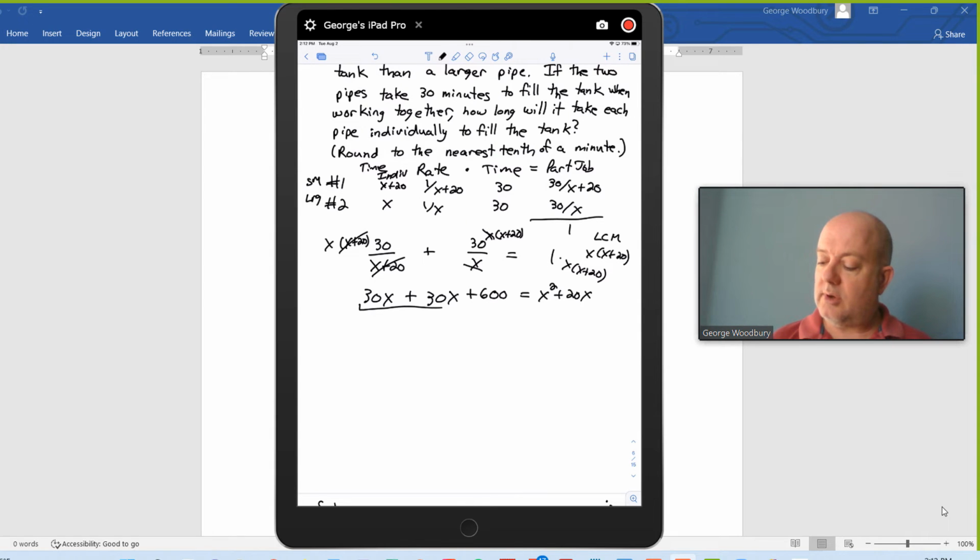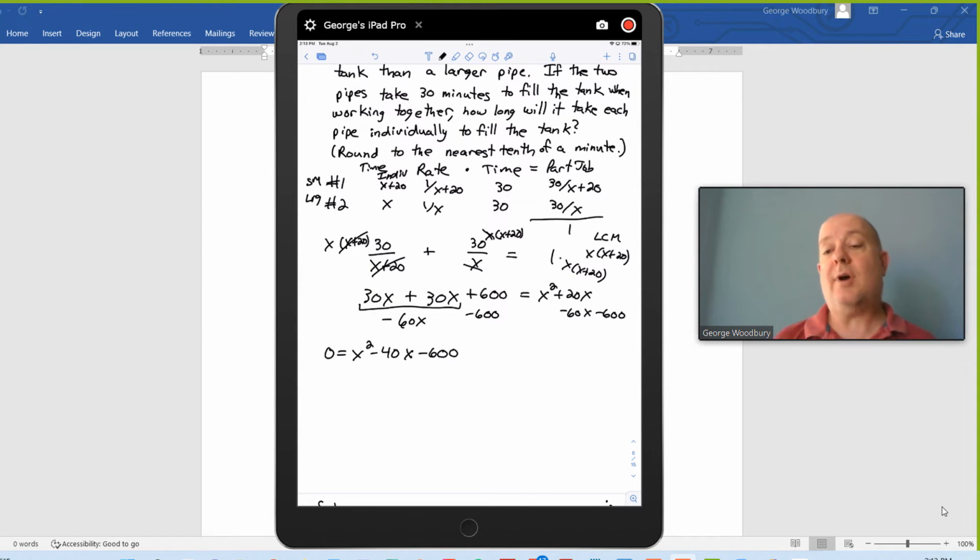Just like the last one, 30x plus 30x, that's 60x. So I can subtract that from both sides. Also subtract 600. And I end up with the equation, well, let me move this over a little bit, I'm going to need the room. 0 equals x squared minus 40x minus 600.